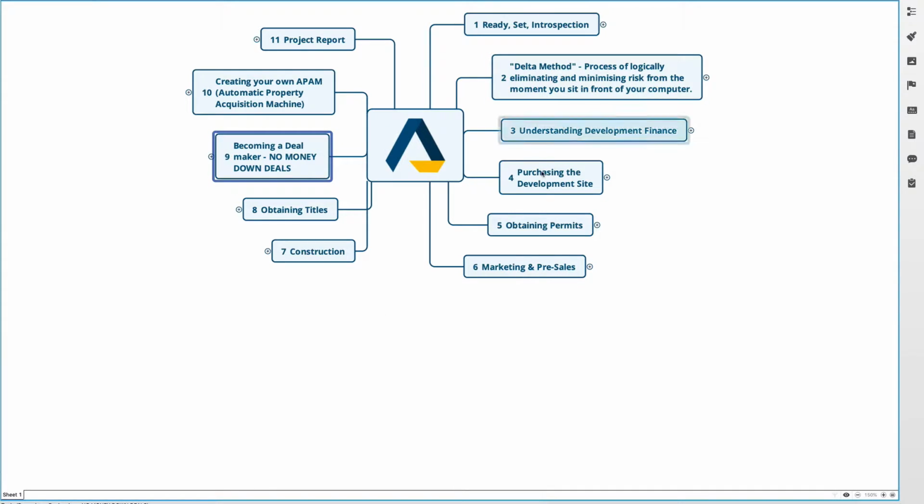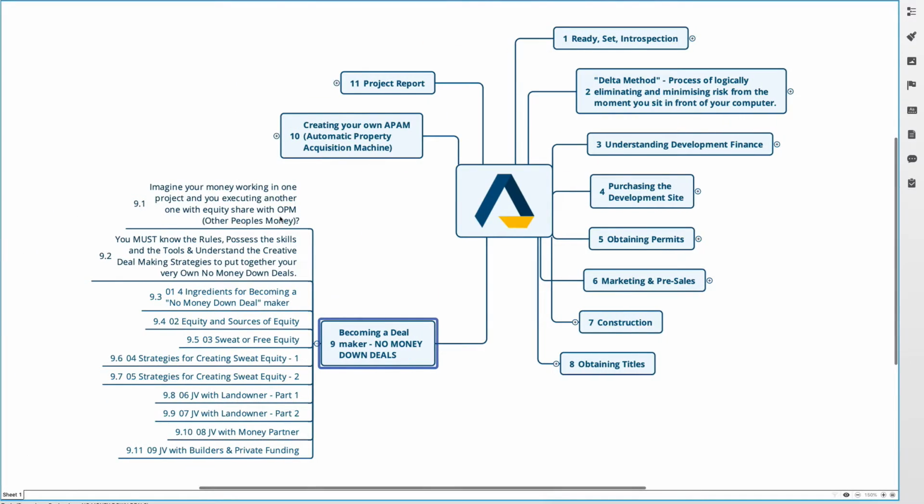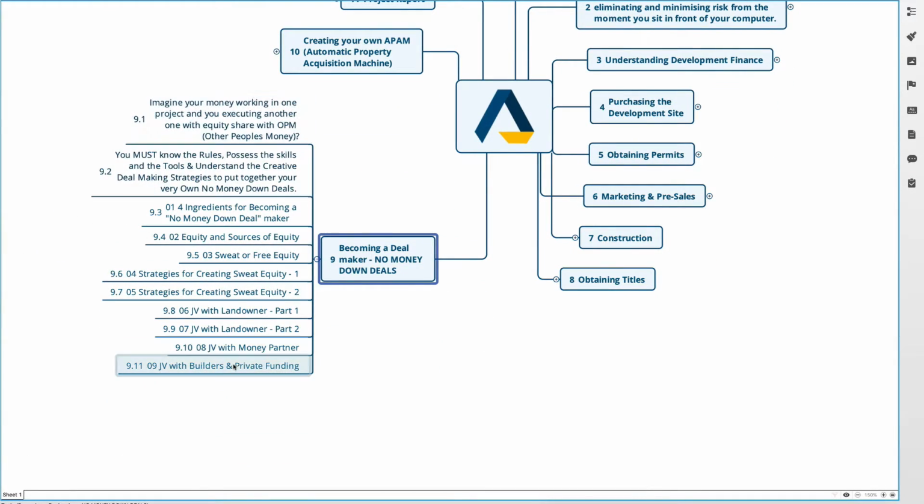Only after you've gone through this entire course, you'll be able to understand how the no money down deal actually works. I have been meaning to actually separate this from the main course because I think it's just too much detail for the main course. This is so detailed that it actually can be a standalone course on its own, where I show you how the no money down deal you can put together.